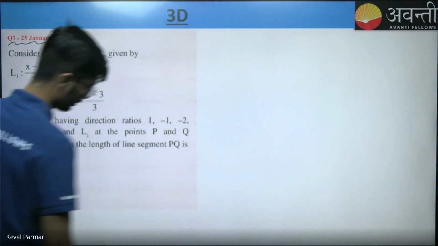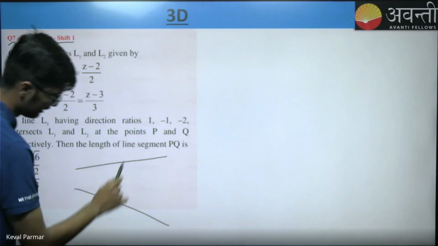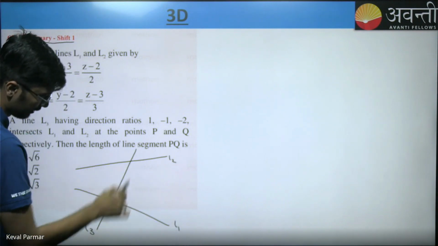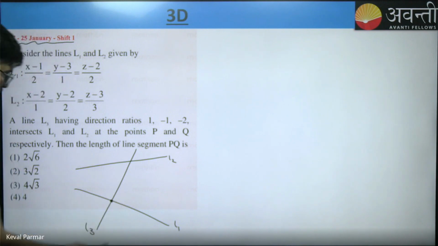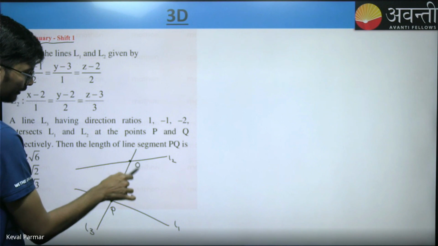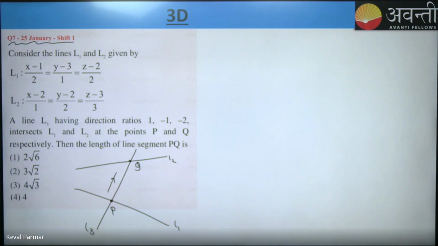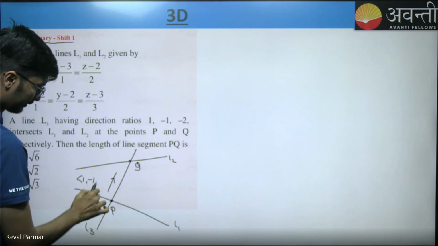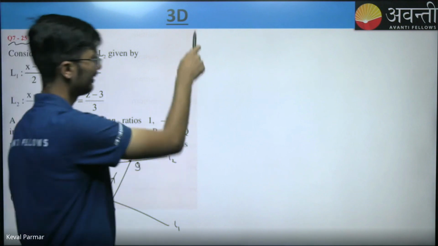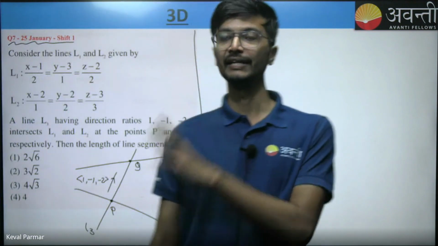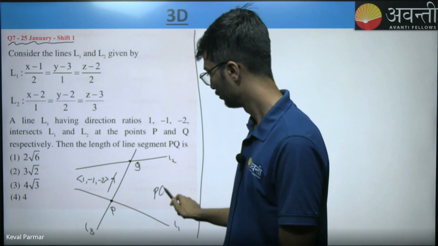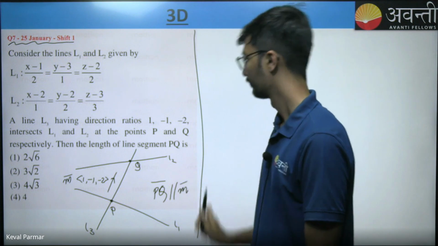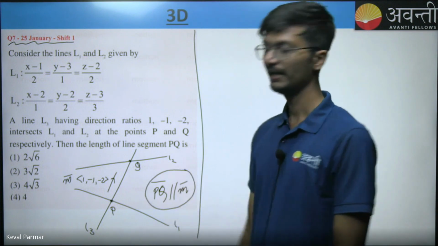Let me draw the diagram here. Let's say this is L1, this is L2, this is L3. This is point P, this is point Q, and the DRs are given as 1, minus 1, and minus 2. So we have to get the coordinates of P and Q, and then we'll use PQ. Let this be M. If PQ is parallel to M, we can compare coefficients.